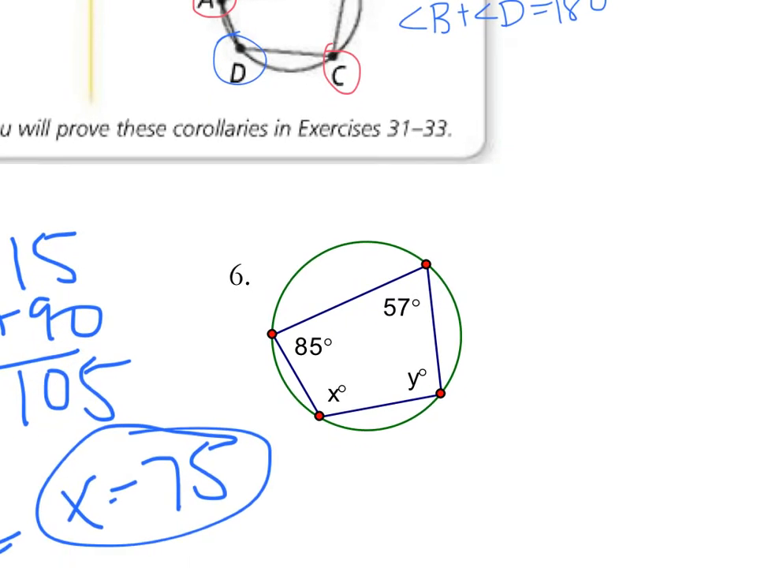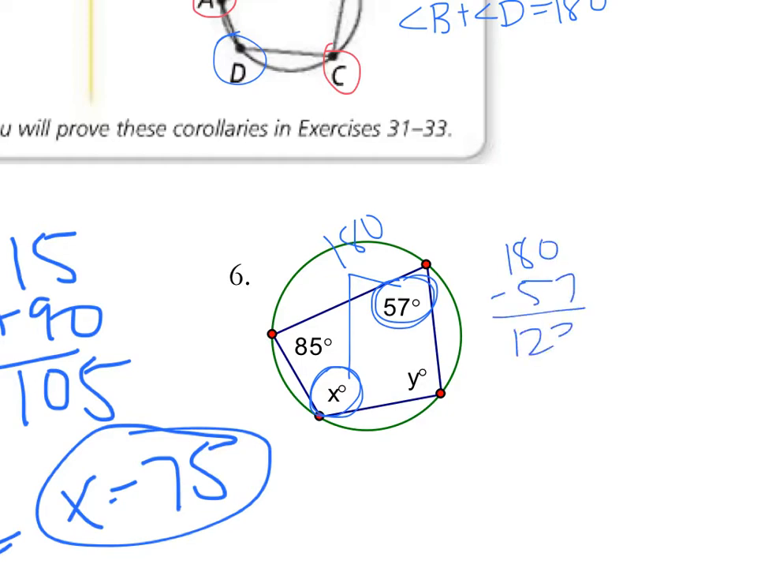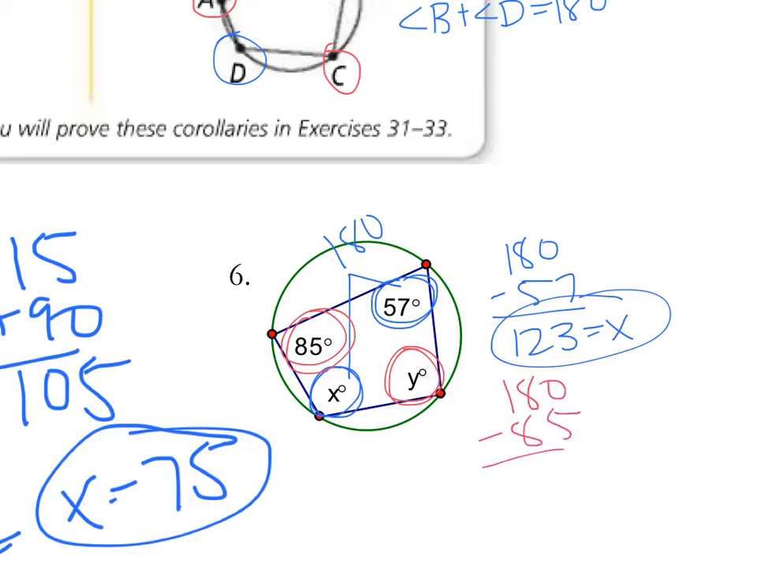So if you look at number 6, to find angle x, I'm going to go with 57. They're not equal to each other. They are 180. So I'm going to do 180 minus 57. I get 123. That's my answer for x. Then to find y, I pair it with 85. Those are 180. So I do 180 minus 85. I get 95, and that's y.